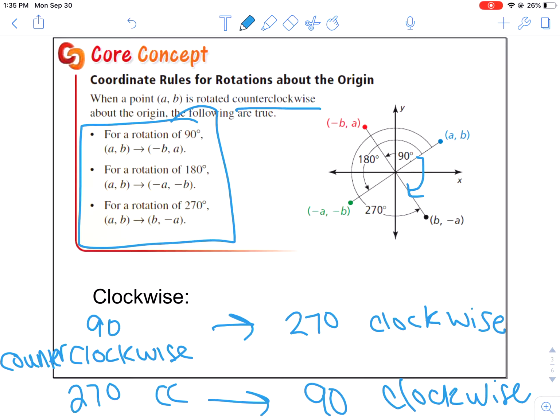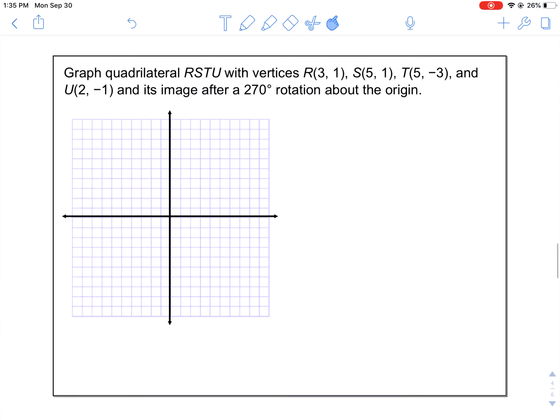Okay. So the first example we did says graph the quadrilateral RSTU with R at (3, 1), S at (5, 1), T at (5, -3), and U at (2, -1). And we're going to do a 270-degree rotation. I didn't graph these with you in class. We just went through it.